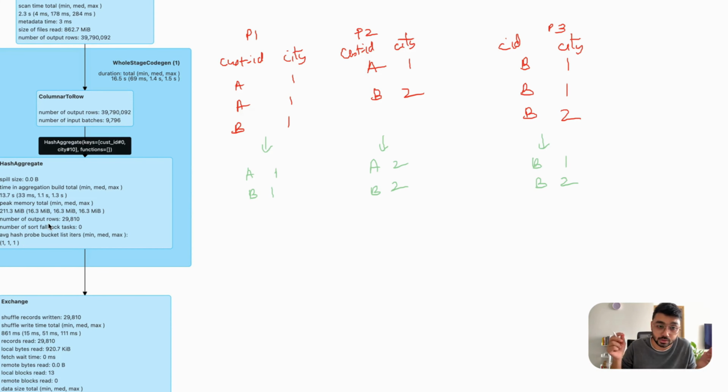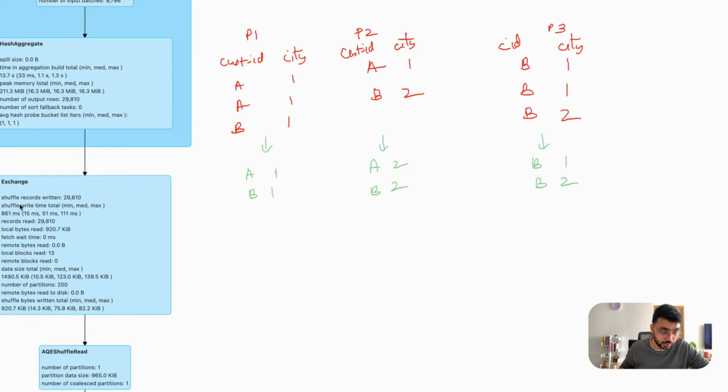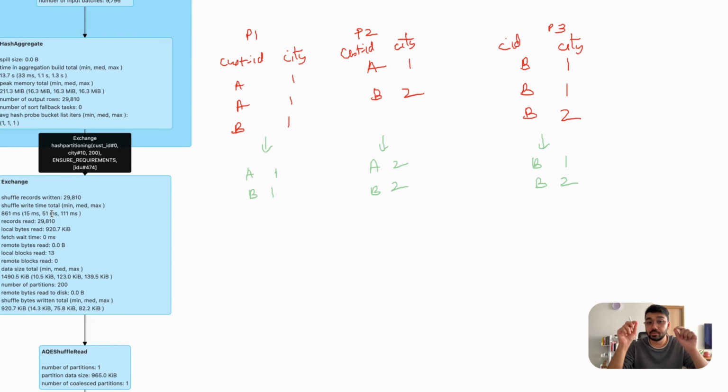The number two reason is that it is going to help you transfer less data over the network. Now the exchange is happening, which is a shuffle, and as you see, the exchange hash partitioning in the black box shows you customer ID and the city. That means the exchange, the shuffle is happening on the pair, that is customer ID and the city. That means whichever pair is the same is going to go to the same partition.